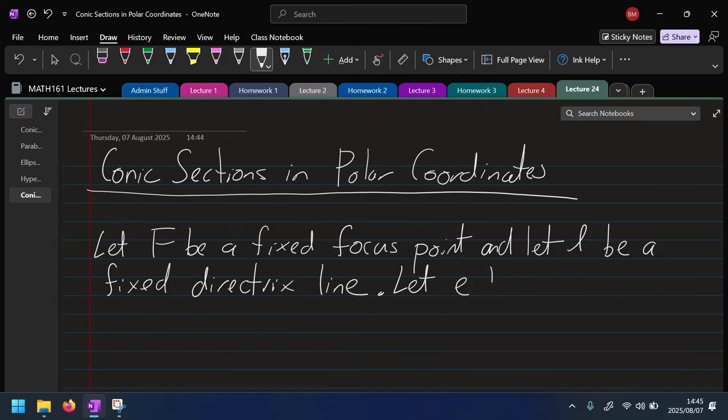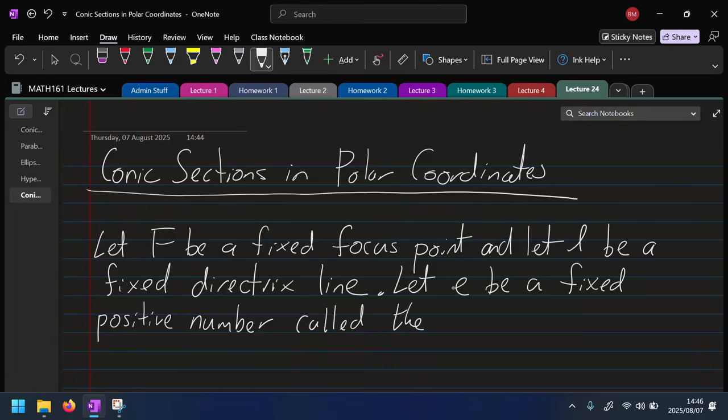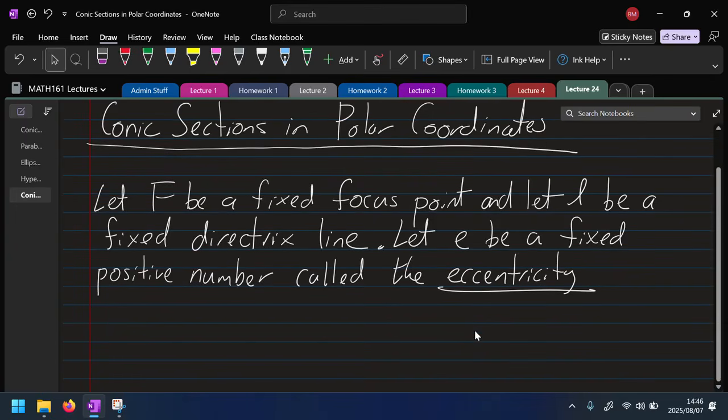Let E be a fixed positive number, called the eccentricity. Okay, so new word for today. So focus and directrix, we know that from the last lecture. We've got this new word here. Okay, so that's E.